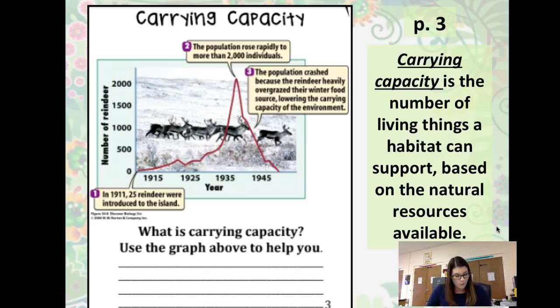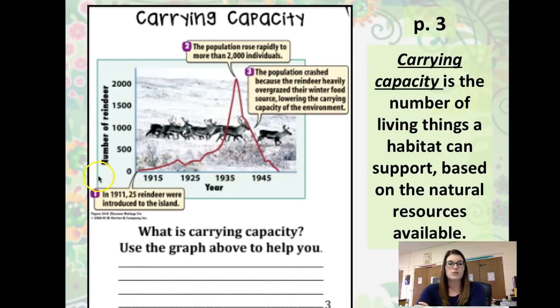Okay, and then there's one more little section we want to talk about, something called carrying capacity. Now, I mentioned before that we have to have a balance of living organisms and supply of resources and all of that for an ecosystem to be productive. So carrying capacity has something to do with that. So go ahead and jot down this definition of carrying capacity. It's the number of living things that a habitat can support based on the natural resources available. So natural resources being food, supply of water, shelter, and a place to live.